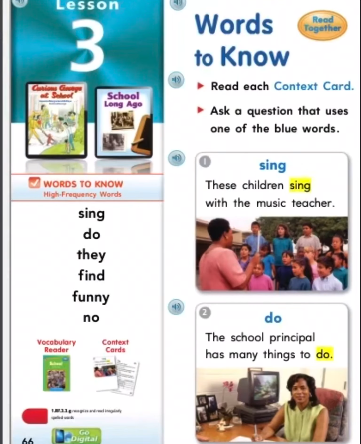Words to know: sing, do, they, find, funny, know. Read each context card. Ask a question that uses one of the blue words. 1. Sing. These children sing with the music teacher. 2. Do. The school principal has many things to do.